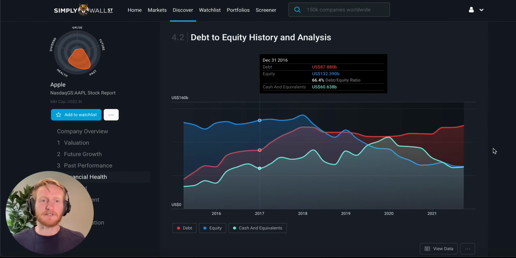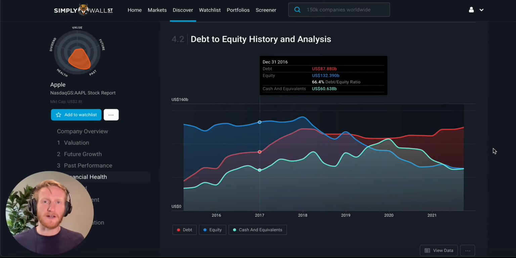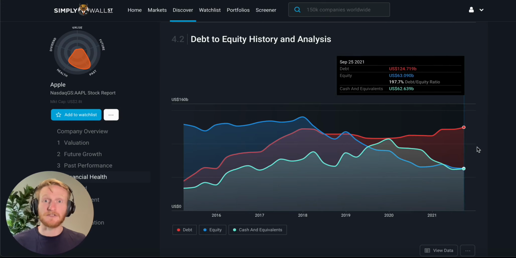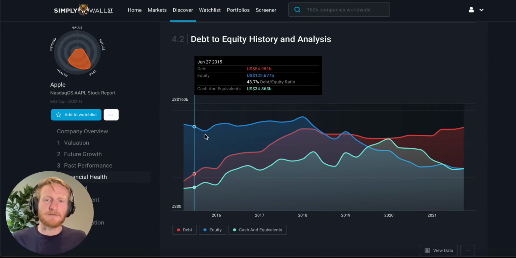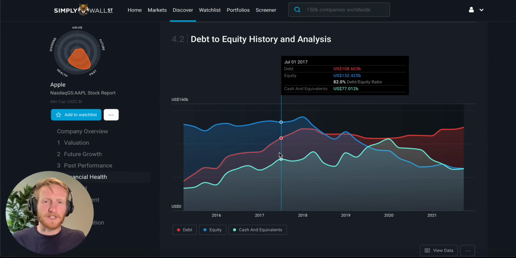This section basically shows us how the company has been utilizing debt and equity in its capital structure. Debt and equity are used to finance a business, debt being borrowings and equity being investments from shareholders. And we want to see how that's been trending over time. There are a few interesting takeaways here.